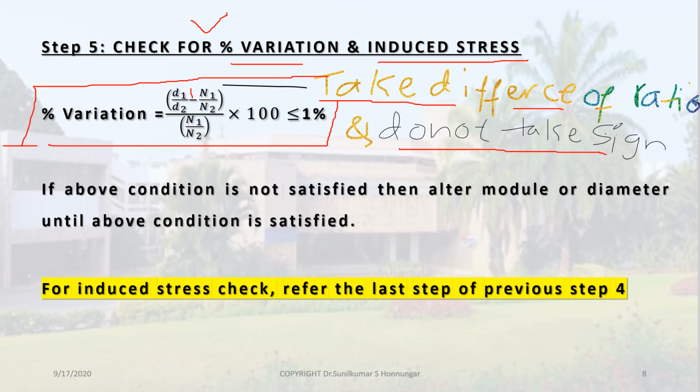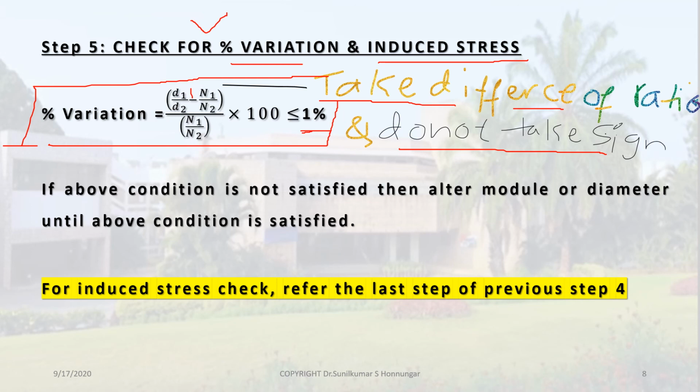If it comes negative, it is of no meaning. That is why I could not insert that equation, and wrote it by hand: divided by n1 by n2 into 100. This has to be less than 1%, that is 1 divided by 100, which is 0.01. So that variation you have to check.